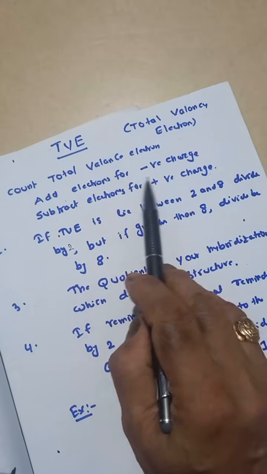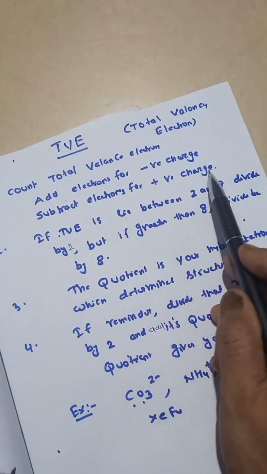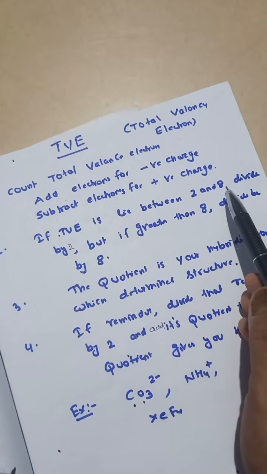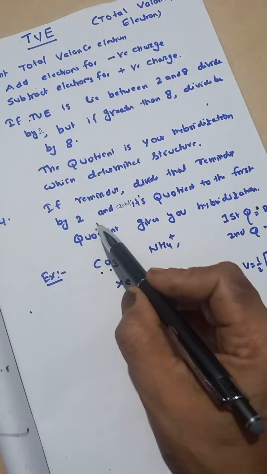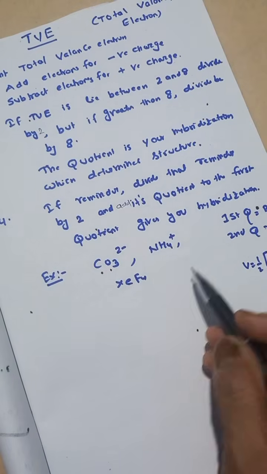First of all, you count the total valence electrons. If a negative charge is there, then add the electrons. If a positive charge is there, then subtract the electrons. If the TVE lies between 2 and 8, then divide by 2. If it is greater than 8, then divide by 8. The quotient is your answer. If there is a remainder, then divide the remainder by 2, and that quotient is added to the first quotient. Then you will get the hybridization.